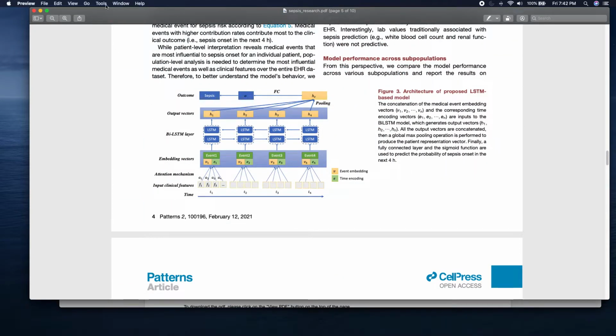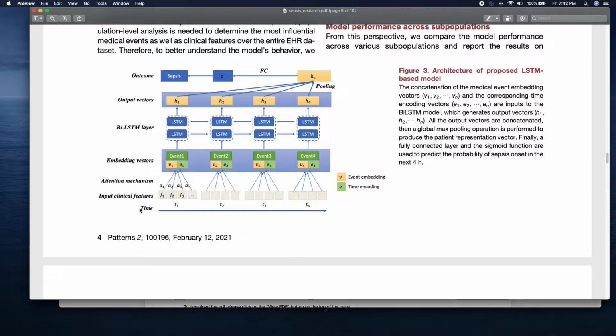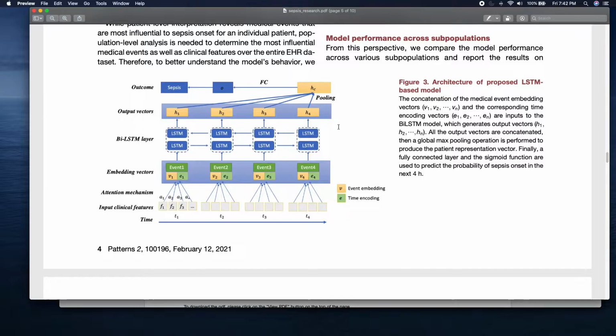So what exactly was their solution? Well, this is the architecture of their deep learning model. So it's basically a bi-directional LSTM where the inputs are the input time series data. So each set of features for each time step are first weighted with the attention mechanism, which are then turned into an embedded vector. And also the length of stay of that patient is turned into a time encoding. So that embedding and the time encoding are concatenated together and passed into the LSTM.